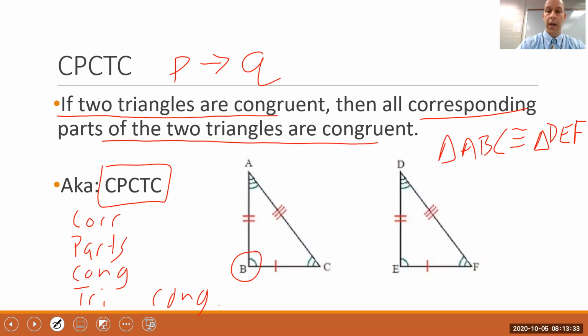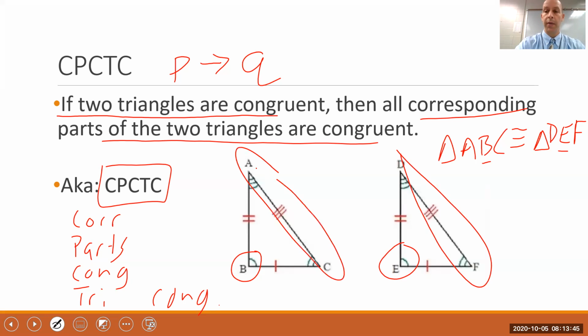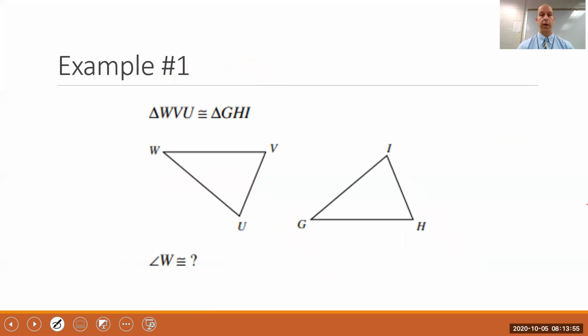So angle B is congruent to angle E, as you can see that they are marked, and you will also notice that they are in the same order. Segment DF is congruent to segment AC. All 6 pairs of corresponding parts, that's 3 angle pairs and 3 segment pairs.